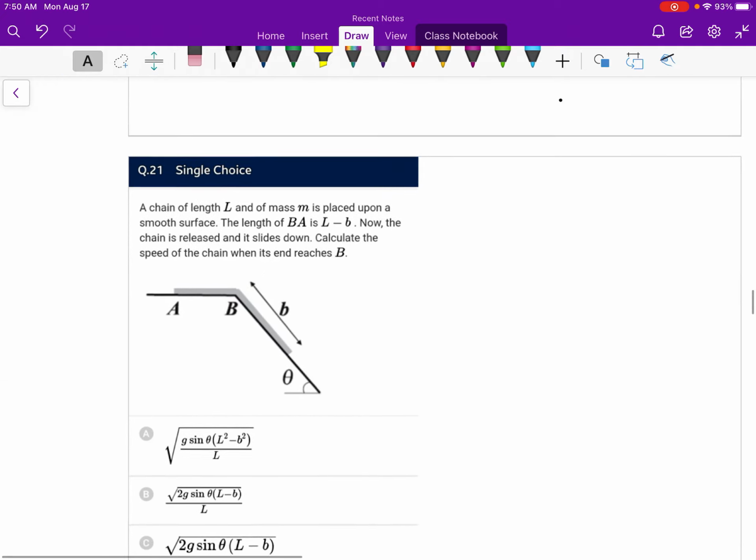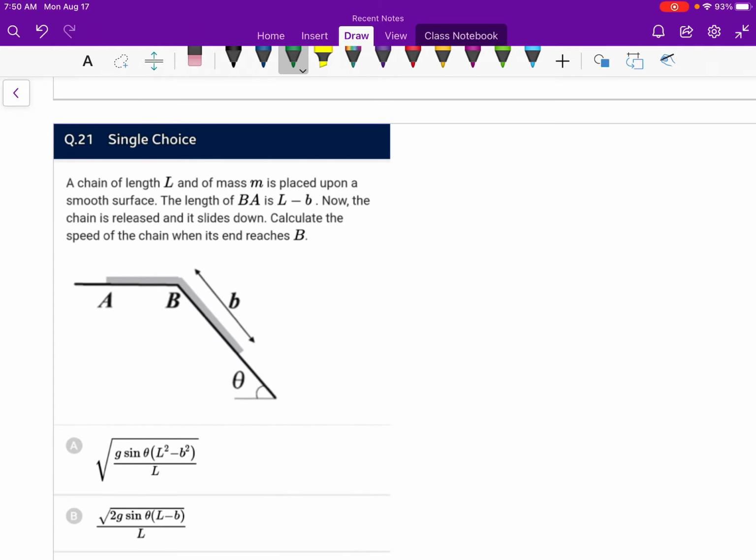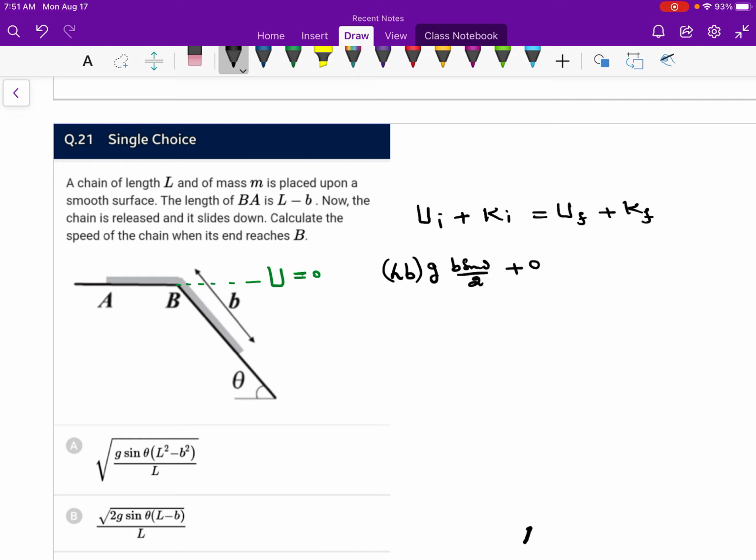Calculate the speed of the chain when its end reaches B. So let's take zero gravitational potential energy reference at this point. This is the U equals 0 level. Initially the center of mass is at B sine theta by 2. Let the linear mass density be lambda. So U initial plus K initial is equal to U final plus K final. Now U initial: the mass is lambda into B, into G, and the center of mass is at a height B sine theta by 2 below the reference level. So B sine theta by 2. This is the initial potential energy, and the kinetic energy is 0.